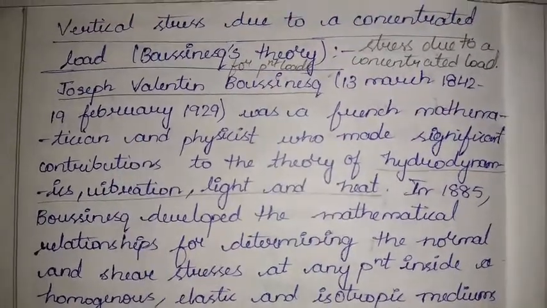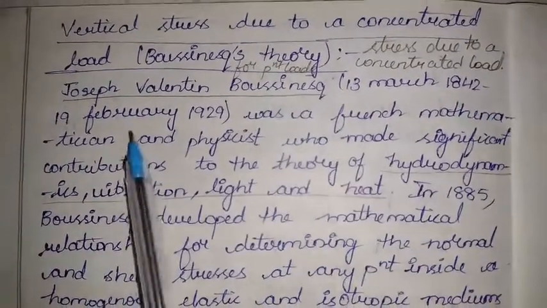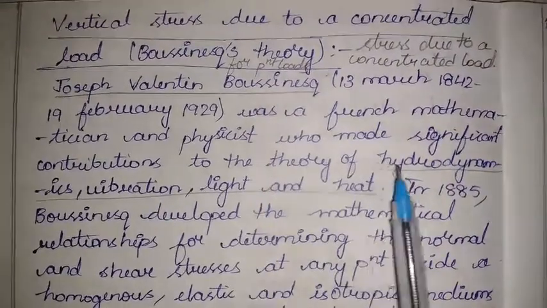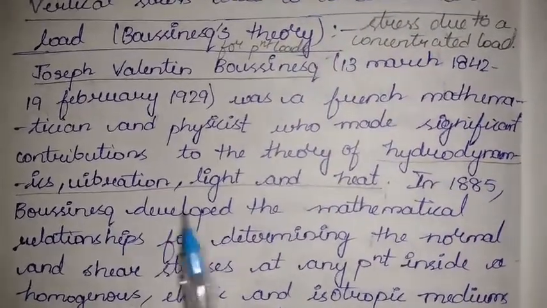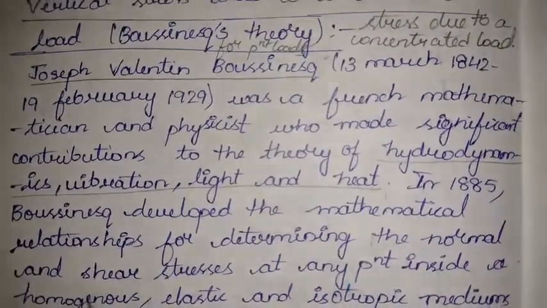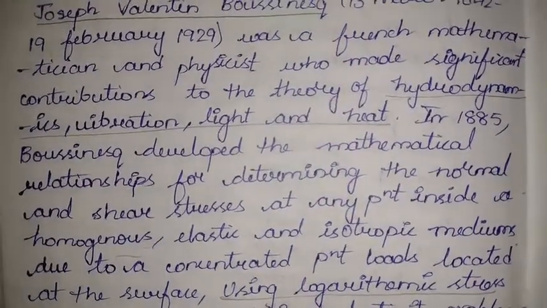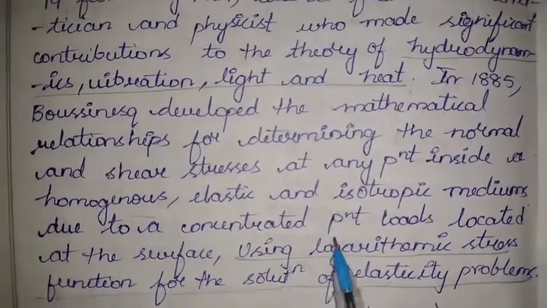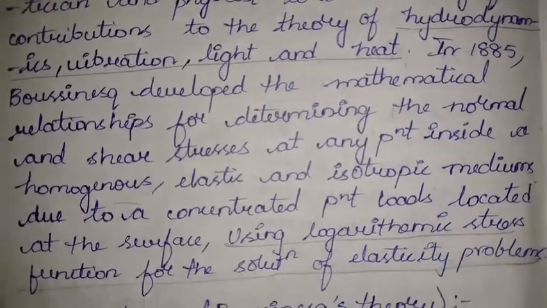Coming to the introduction part, Joseph Valentin Boussinesq, 13 March 1842 to 19 February 1929, was a French mathematician and physicist who made significant contributions to the theory of hydrodynamics, vibration, light and heat. In 1885, Boussinesq developed the mathematical relationships for determining the normal and shearing stresses at any point inside a homogeneous, elastic and isotropic medium due to a concentrated point load located at the surface, using a logarithmic stress function for the solution of elasticity problems.